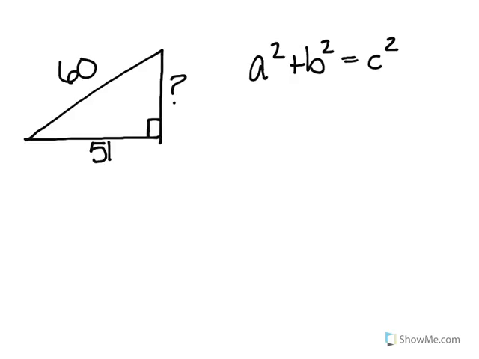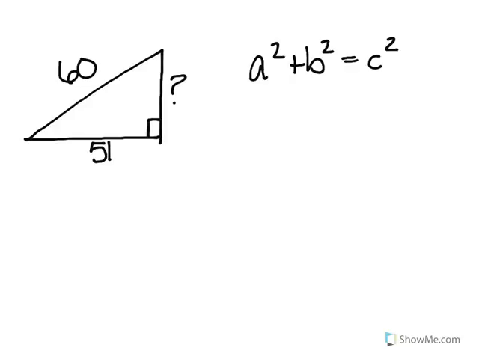Okay, and as I said in the beginning of the video, sometimes we have the hypotenuse and we have to find a leg. It doesn't matter if we're finding the A or the B. Either one is a leg of the triangle. So it doesn't matter if we substitute the number for the other leg in for A or B, as long as C is always the hypotenuse.